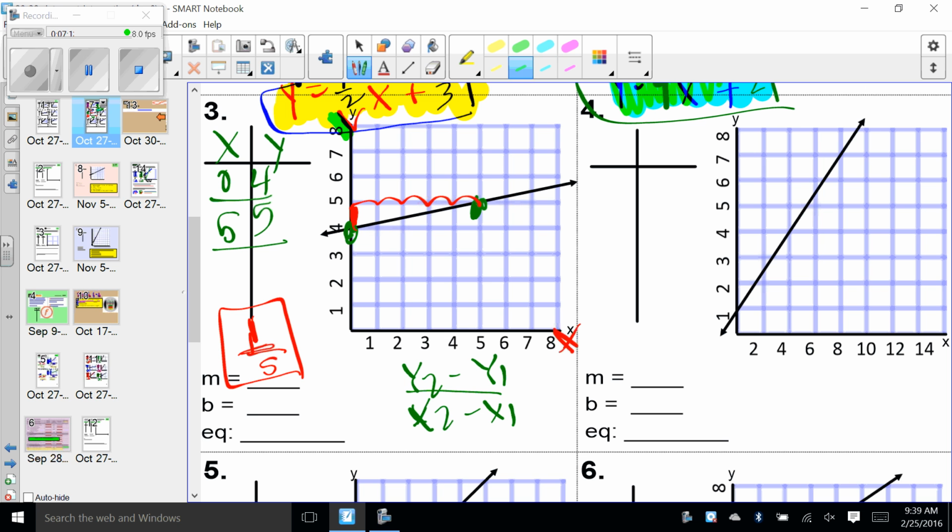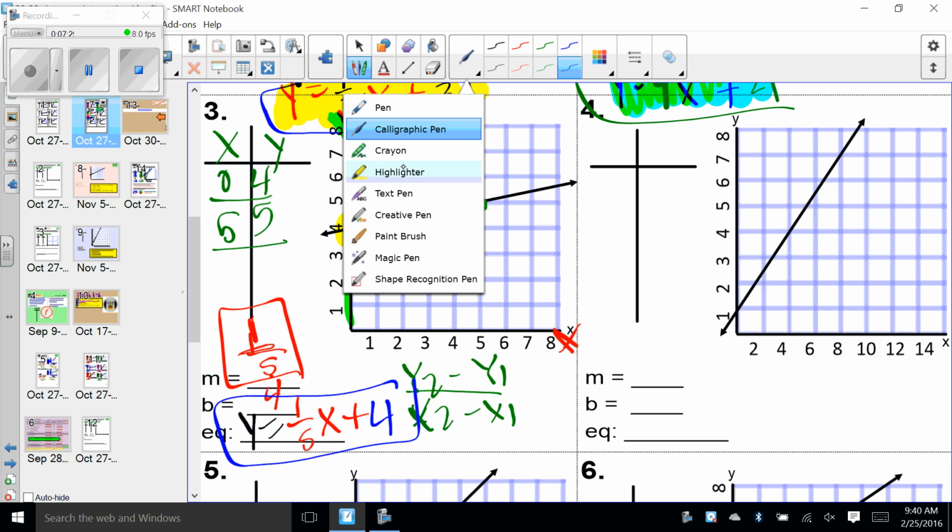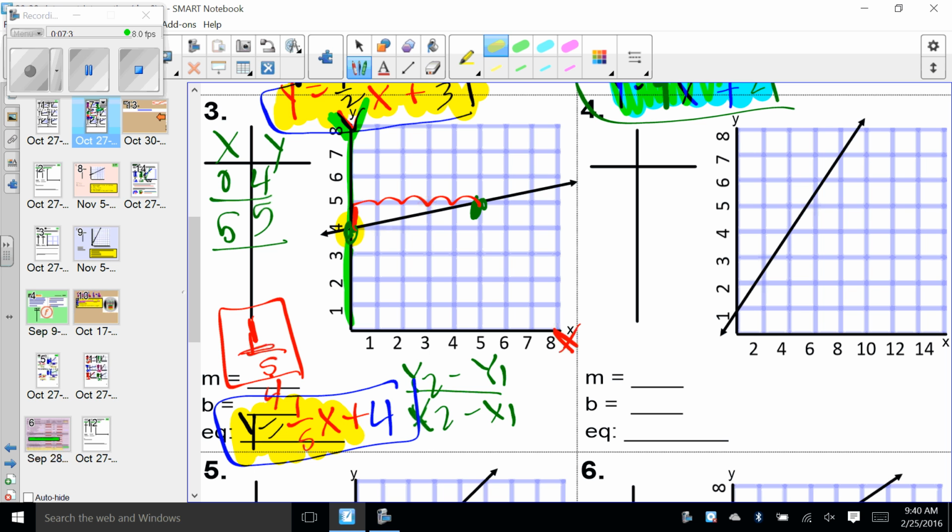The y-intercept is the place where the graph crosses the y-axis. So here's our y-axis. There's my graph. It hits right here. The y-intercept then is 4. So my equation then is y stop sign, the slope is 1/5, x stop sign, and the y-intercept is 4. So my equation is y equals 1/5 x plus 4.